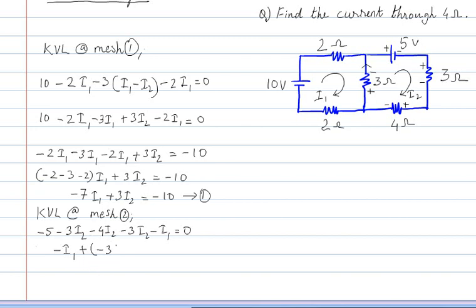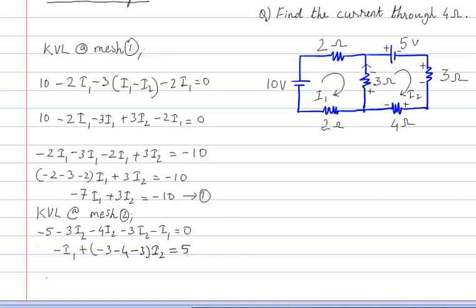Okay, then minus 4, then minus 3 commonly for I2. That is equal to minus 5. When I take the other side, it becomes plus 5. So this is going to be 5.